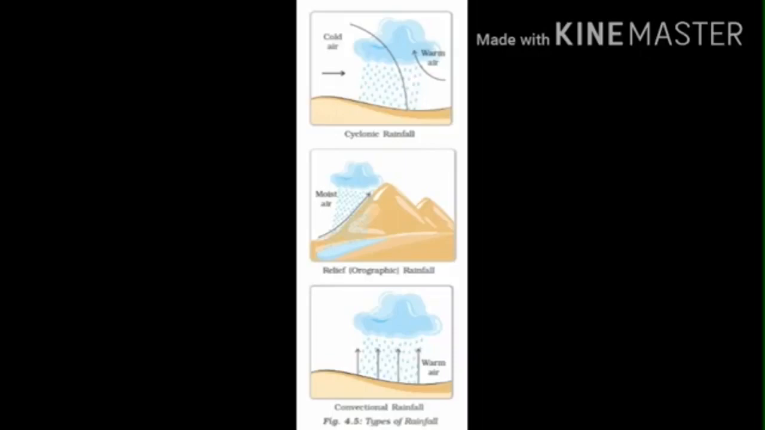Okay, children. What are the benefits of rainfall? First, it is a very important thing for the survival of plants, animals and humans. Then most of the groundwater comes from rainwater. Then it provides fresh water to the earth's surface. If rainfall is less, water scarcity and drought will occur. Clear, children? These are the three different types of rainfall.